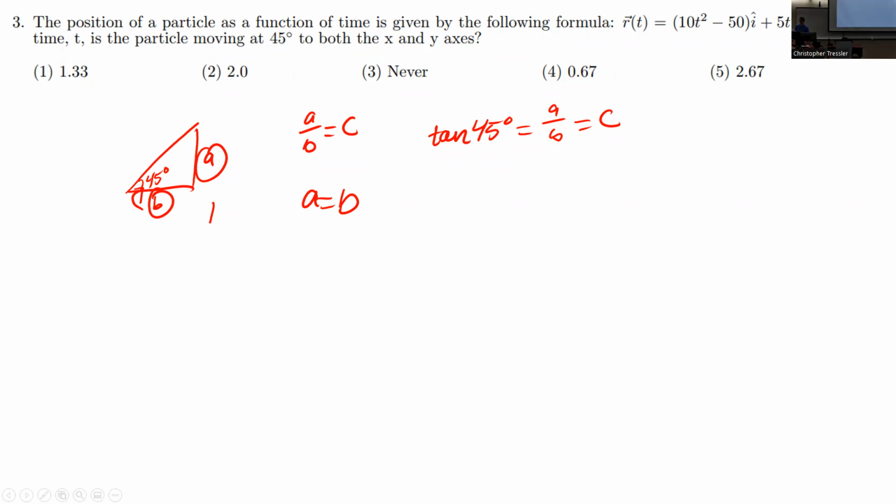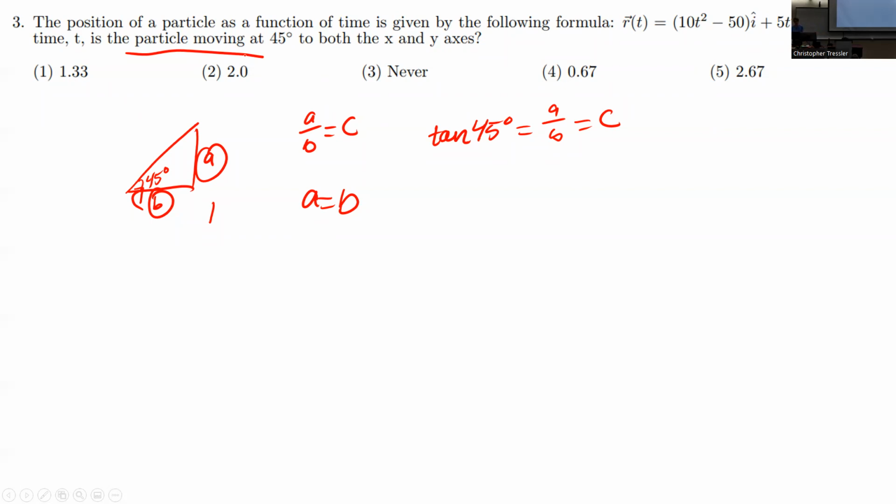All right, so yeah, we're going to get 45. We need the same. It's also asking for when the particle is moving at 45 degrees. What does that mean when it says particle moving? What are we looking for? Any velocity. There you go. We're looking for a velocity here. We're not looking for a position. We're looking for a velocity.